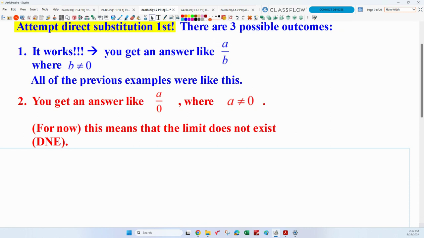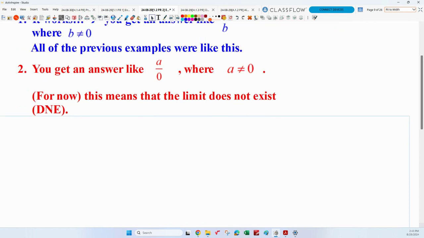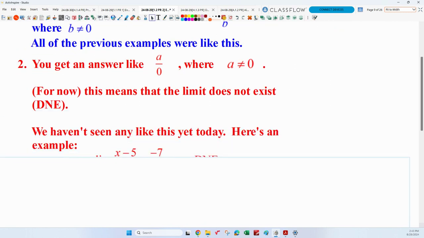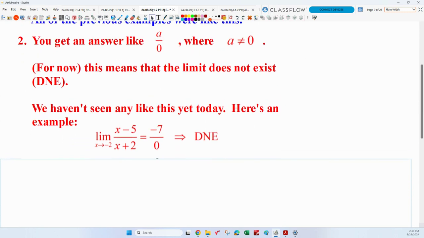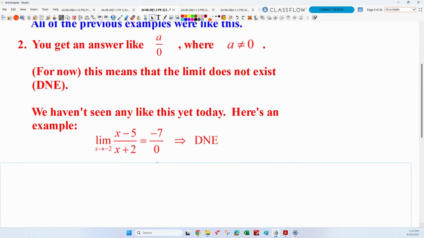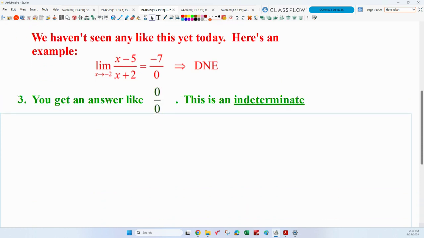Here's the third type, though. The third type is a little problematic. Here's a quick example of the second part. I've got the limit of this rational function x minus 5 over x plus 2 as x approaches negative 2. And I get the answer negative 7 over 0, which means it doesn't exist. We'll explore this more closely when we focus on infinite limits, maybe saying a little bit more about that, but we can't say that much more about it. Okay, here's the third type.